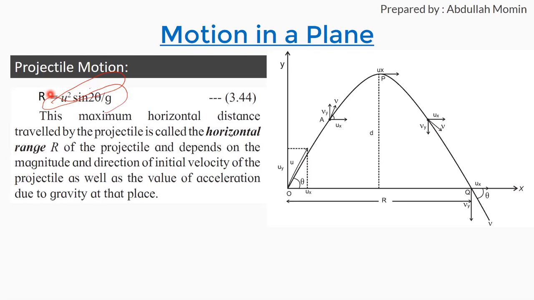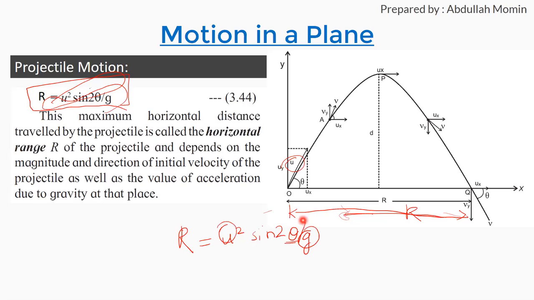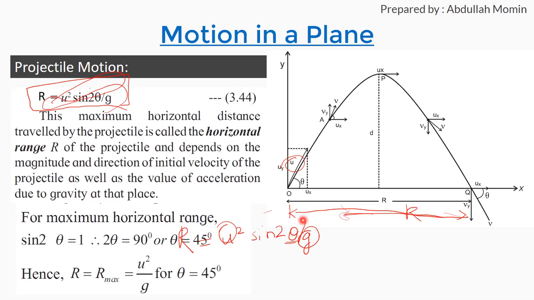Now it depends upon the magnitude of the initial velocity, that is u, because in the equation we have u as well as the acceleration due to gravity, that is g, and it also depends upon the value of theta. So we have calculated the value of theta, and we know that for maximum range theta should be 45 degree. We have studied this in our last lecture.